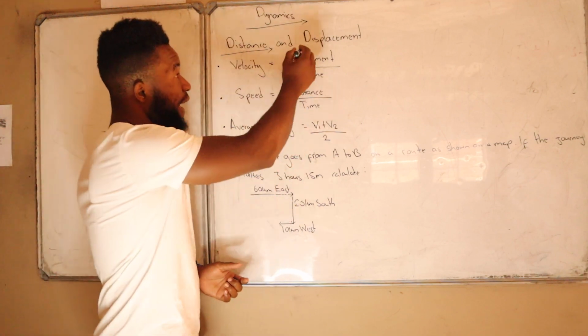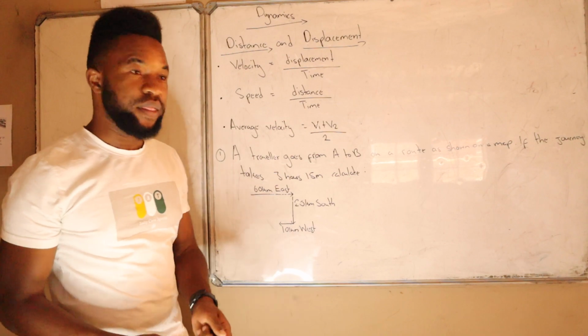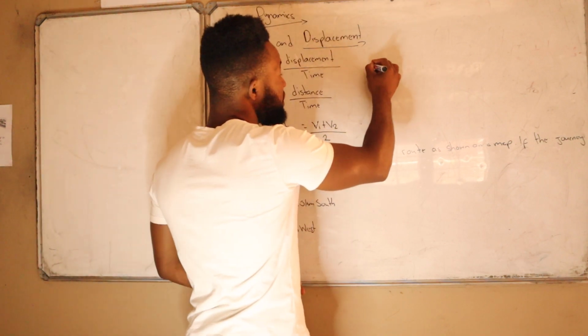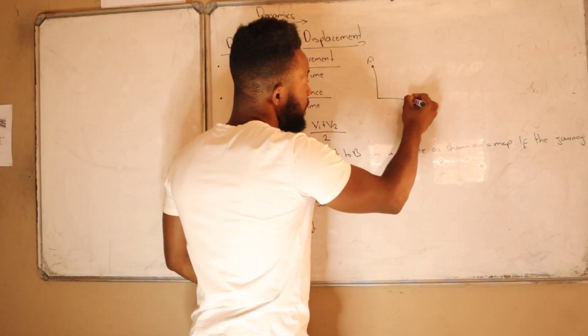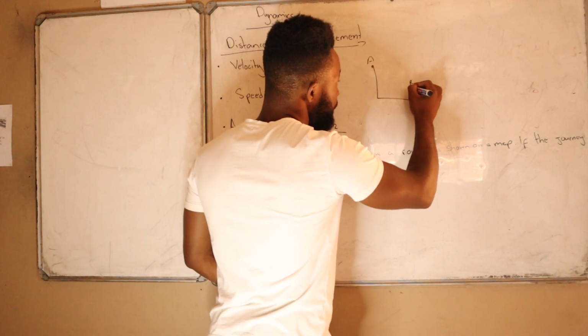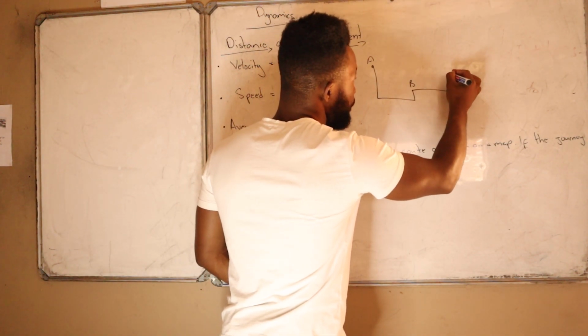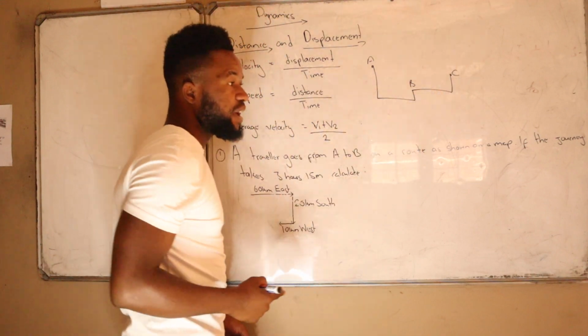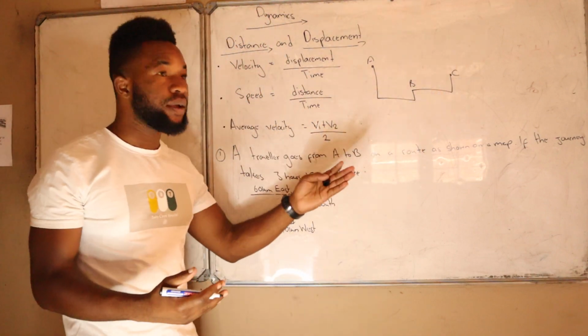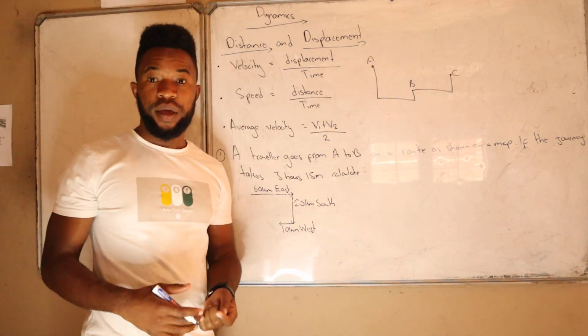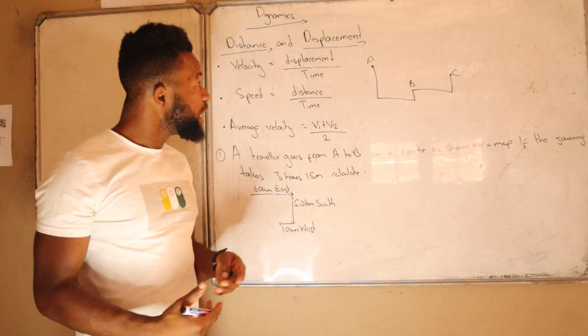And then we also have what we call displacement. The example I like to give: let's say you're moving from point A, then this is point B, and this is my point C. This is the distance that you cover whenever you are traveling. You can either be walking or using a car. And then what is a displacement?